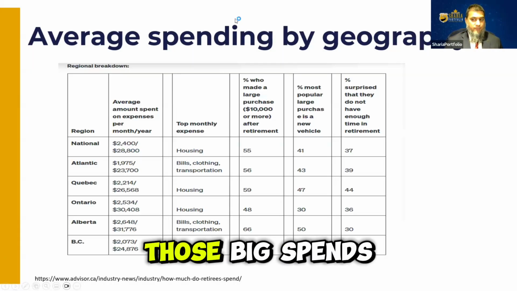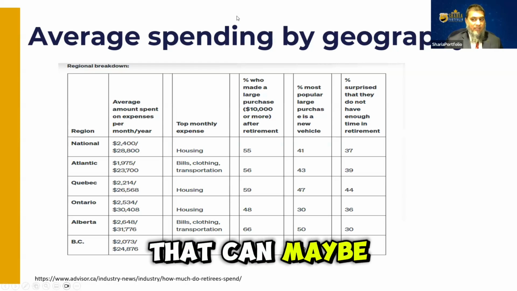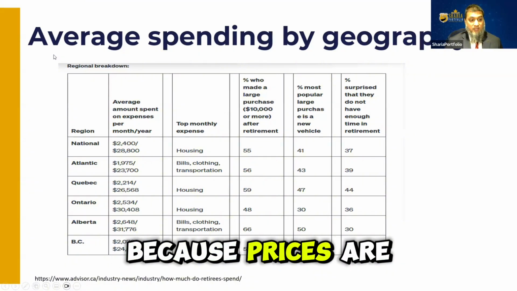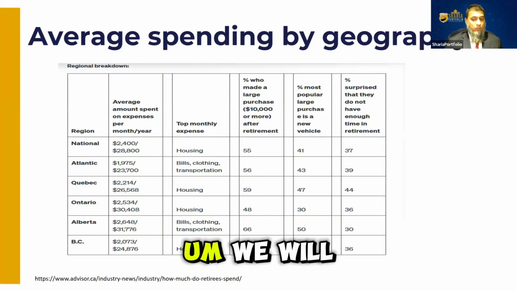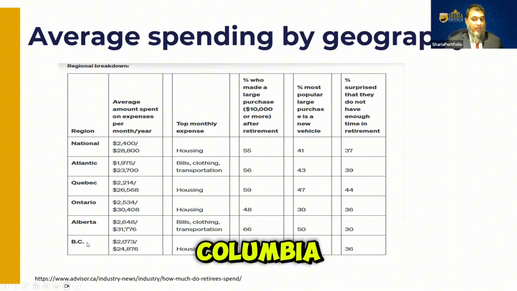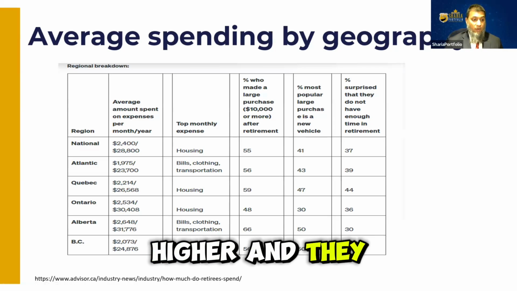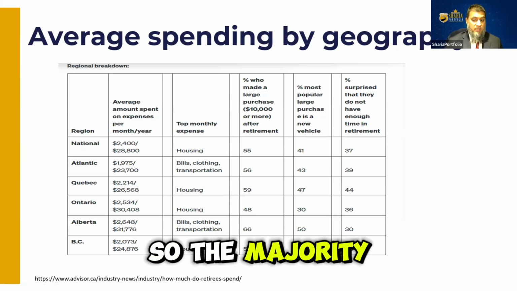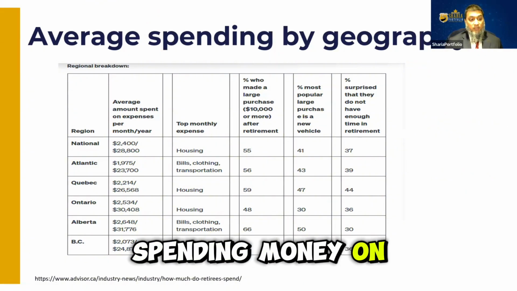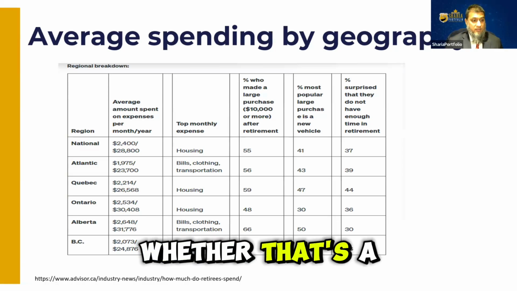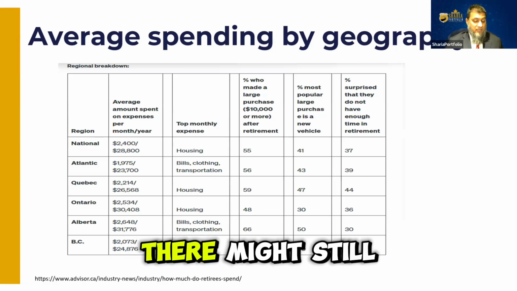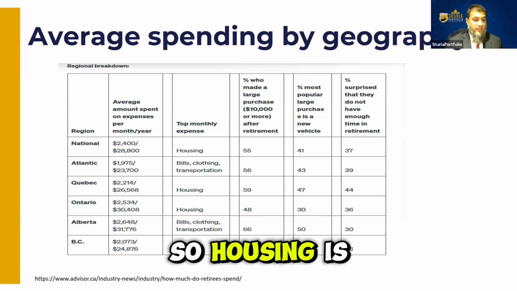So getting back to some of those big spends that can catch us a little off guard in retirement, this is looking at things regionally, because prices are different across the country. We will notice that in places like Quebec, Ontario, and British Columbia, housing prices are higher than in other places of the country. The top item that we're spending money on in retirement is housing, whether that's a mortgage, a rental payment, or property taxes. Even if the mortgage is paid off by that age, there might still be property taxes. So housing is a big ticket item.